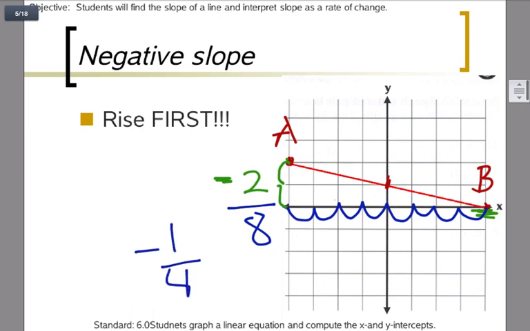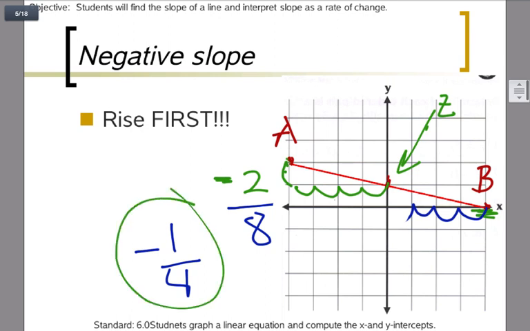And maybe you noticed the slope from A to this point in the middle, we'll call it Z. From A to Z, I would rise down 1 and run 1, 2, 3, 4, and that's negative 1/4. They have the same slope. The fraction just needs to be reduced to get the negative 1/4. So the negative 1/4 is the slope.